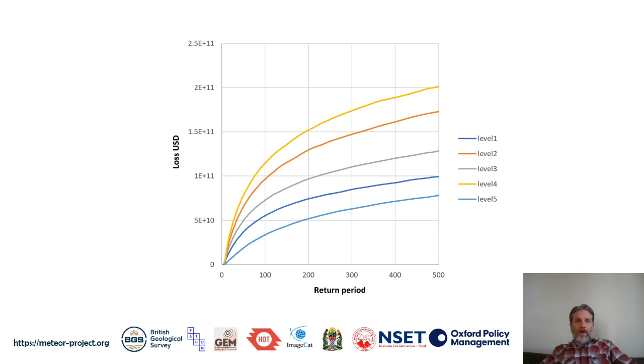So these are the losses in US dollars on the y-axis, against the return period. The level 5 here is on the bottom, and the level 4 here is on the top. Then you have level 2 under level 4, level 3 in the middle, and level 1 under level 3. So it's not monotonically increasing. It's not converging as you incorporate more spatially high resolution data. So this was really quite a finding. The distribution, I think, alone is quite meaningful.